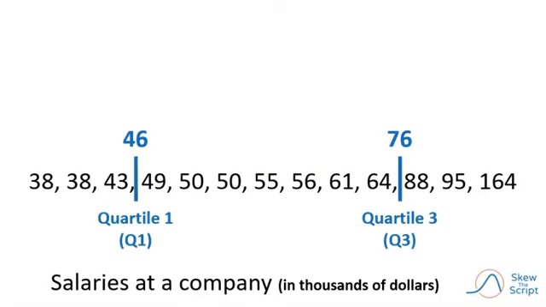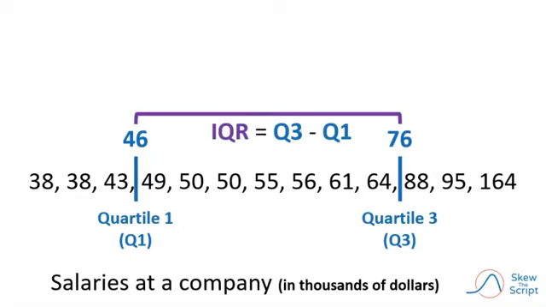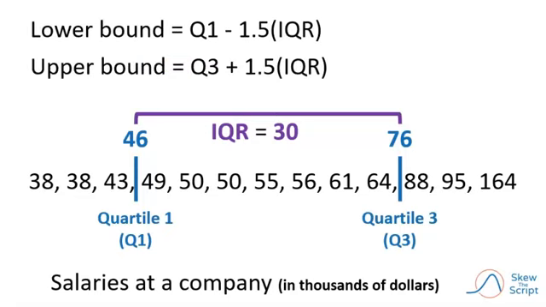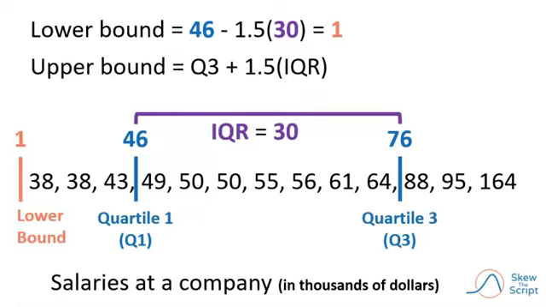So let's take a look at our data set. We already have Q1 and Q3. We're going to find the IQR by subtracting them, and that gives us a value of 30. Remember, that's actually $30,000. So our IQR is 30, or $30,000. Multiply that by 1.5 and subtract that value from 46 to get our lower bound of 1. That's really $1,000. So any employee that would make less than $1,000 per year would be a low outlier.